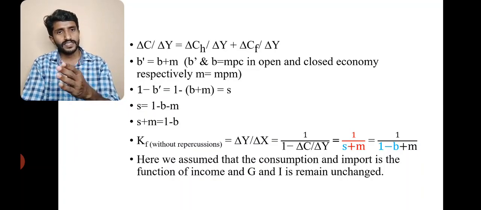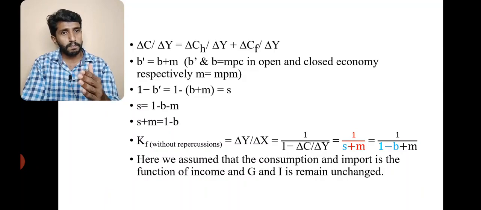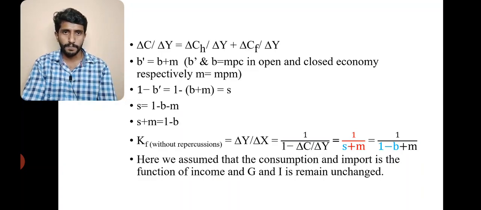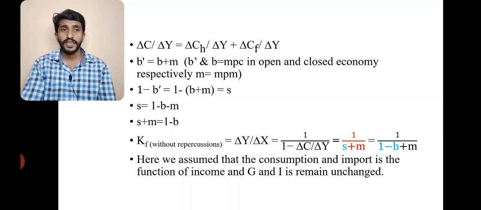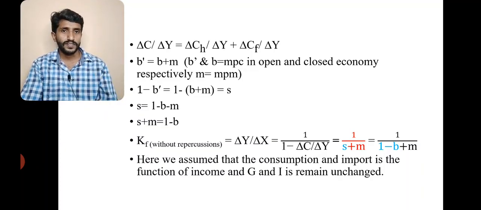Delta c by delta y can also be written as b dash. Change in ch divided by change in y can be written as b, which is nothing but the MPC in a closed economy. Then change in cf divided by change in y is MPM, because we are consuming foreigners' products, so it is an import. So it is also MPM.